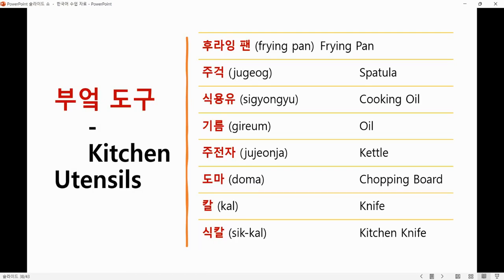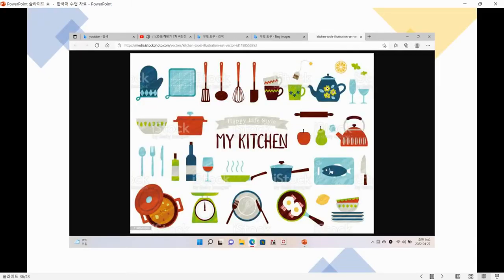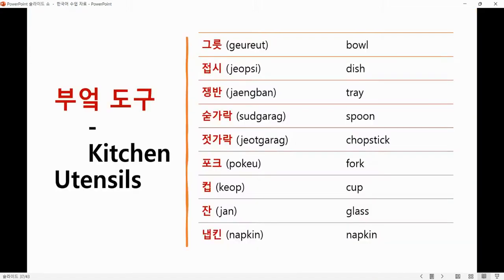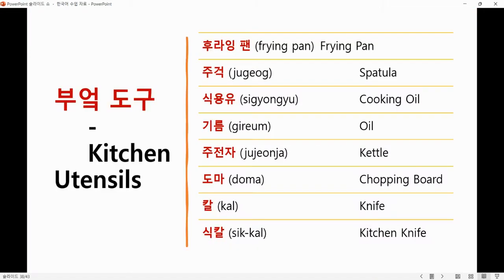Where do you boil your water? It is 주전자. We have 주전자 here. 주전자 is a kettle. The purple color is the purple. The one on the right side, we see the 주전자 below the pot. 주전자 is kettle. So we use 주전자 to boil water. So 주전자 is kettle.